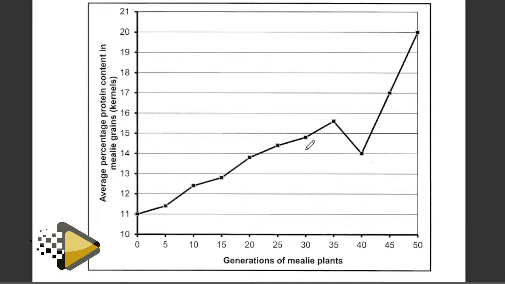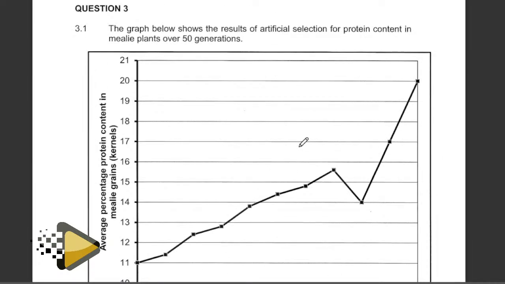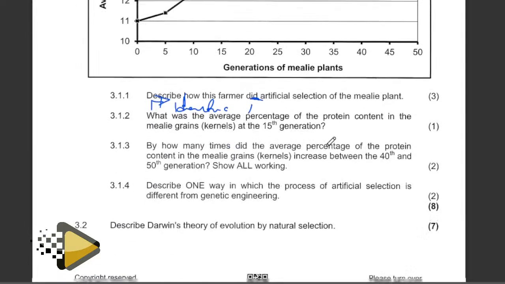Then after that he selected only those which produced more in the first generation, and they were allowed to cross-pollinate, because they don't do sex here. This is cross-pollination. So he cross-pollinated those which could produce a large number of protein, you understand? And then at the end of the day, he found out that the plants were able to produce a large amount of protein.